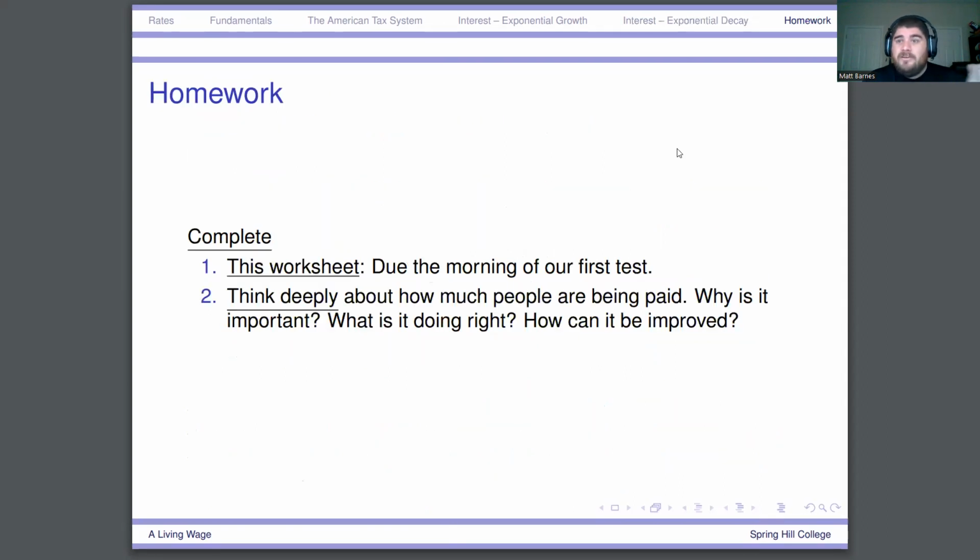Okay, well, that finishes up our first lesson. So you do have your worksheet. That is going to be due the day of the first test. You will turn that in on Canvas.